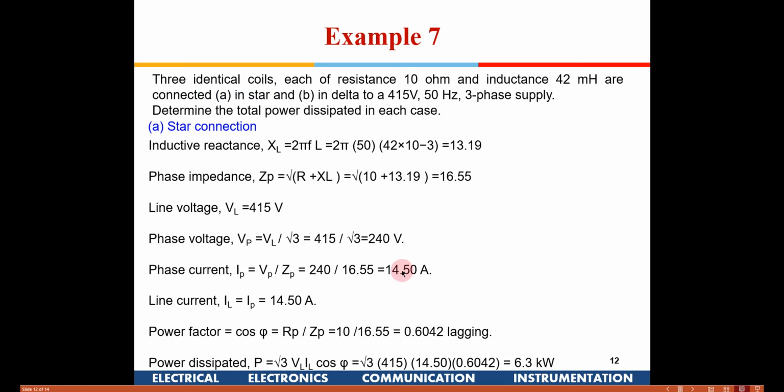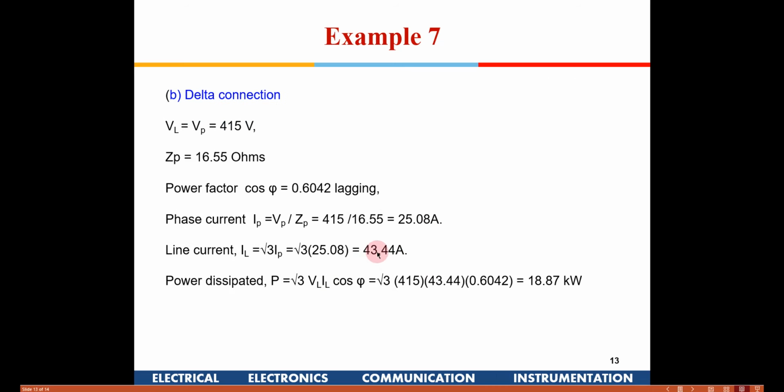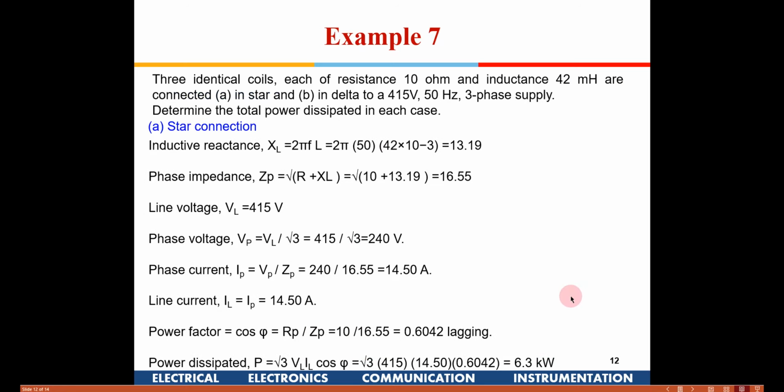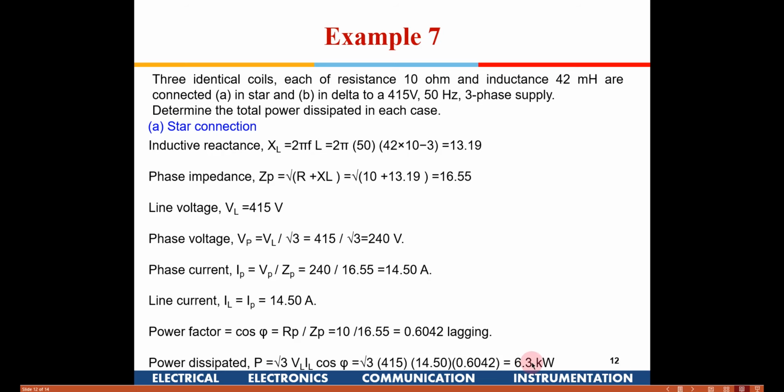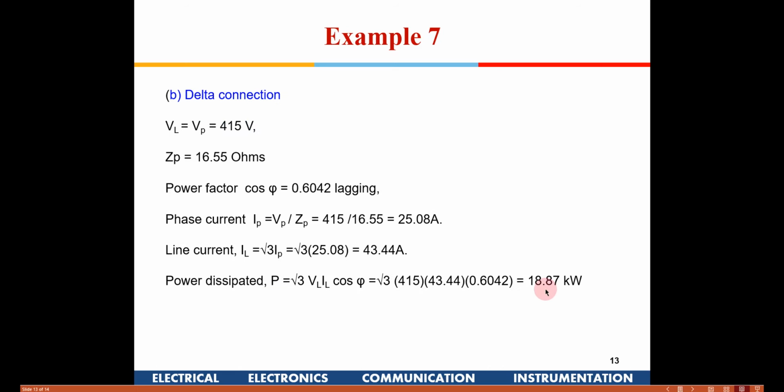If you see here, the current was 14 point something, so 3 times the current is now available here. Now the power dissipated will be root 3 times VL IL cos phi, and these things remain the same. So you get 18.87 kilowatt. If I compare it with the star, you will see the power is also 3 times. From star to delta, the power is almost 3 times.